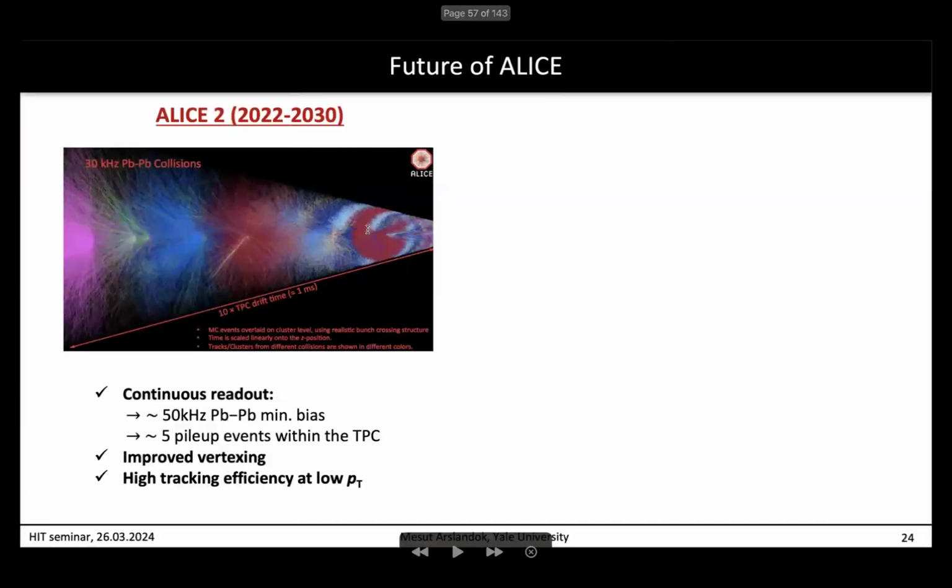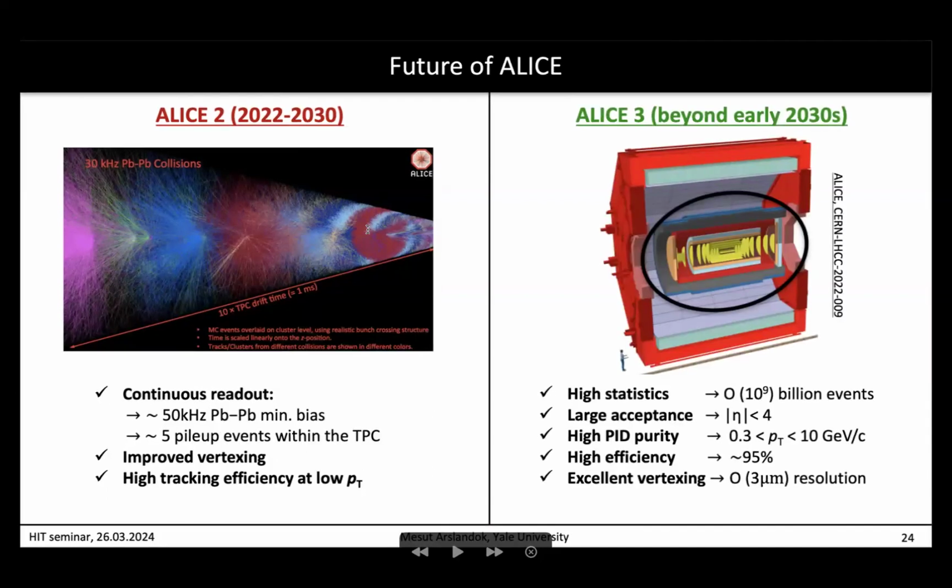In the future, now we are in a continuous readout phase where we are using GEM-TPC, which means we will have much larger statistics to test our system. And in the future, it will be a completely new detector. This is just to show you with respect to the size. The current ALICE is like this, and ALICE 3 will be this tiny thing, but it is going to be much more powerful: much higher statistics, much larger acceptance, better PID, better efficiency, and better vertexing.